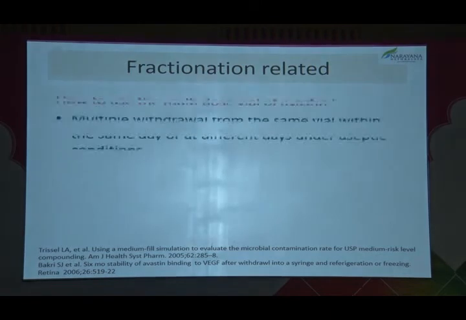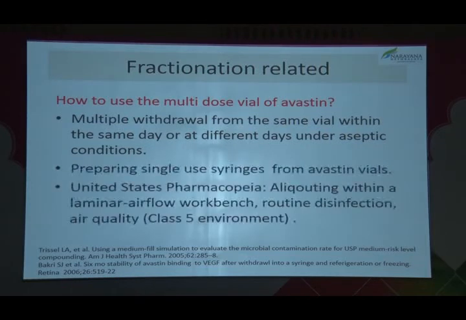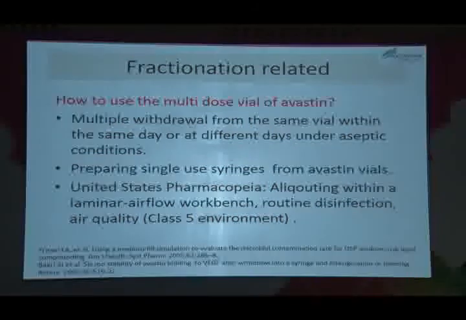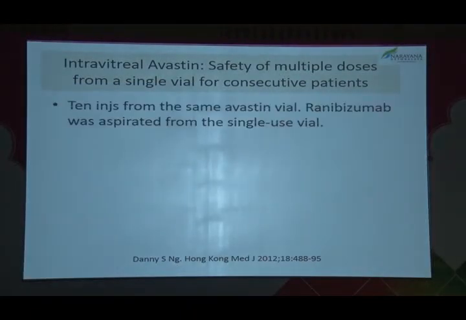And the other problem is fractionation related. How to use the multi-dose vial of Avastin? Either people keep withdrawing from one vial with one syringe and keep giving injections, or you make some 10-15 aliquots out of that and then use it. So various ways of using Avastin are there. The United States Pharmacopoeia advises aliquoting within a laminar airflow workbench, with routine disinfection and air quality. That is a class 5 environment. That is the ideal. But people have shown that if you just withdraw from the vial, that is also good enough.